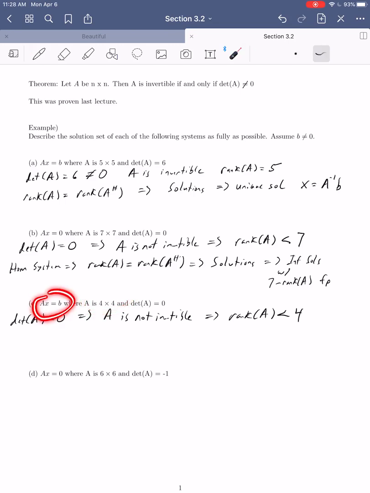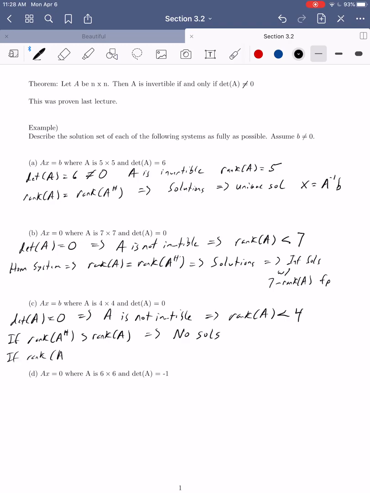Now, is this a homogeneous system? Well, no. We're told to assume that B is non-zero here, so this is going to be non-homogeneous, which means that there is the potential that the rank of A augmented is larger. So we actually have two cases. If rank of A augmented is larger than rank of A, which is a possibility here, then there will be no solutions. If rank of A augmented equals rank of A, then there will be solutions, and it'll actually be infinite solutions with 4 minus the rank of A free parameters.